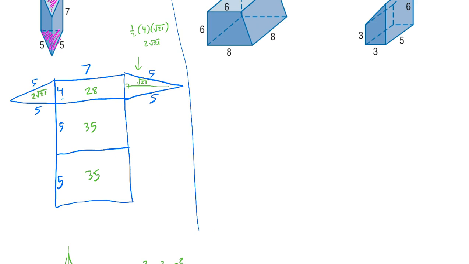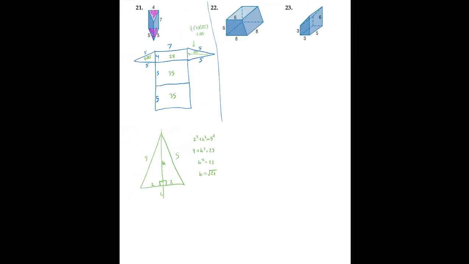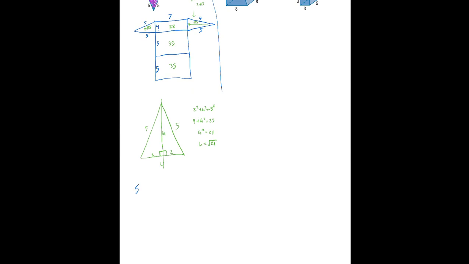So the total surface area then is, I can't zoom out, there we go. Surface area is 2 of the 2 root 21s for the two bases, plus a 28, plus 2 35s. And so we get 4 root 21, plus 28, plus 70. In other words, 4 root 21, plus 98. Okay? So let's do those last two problems then.